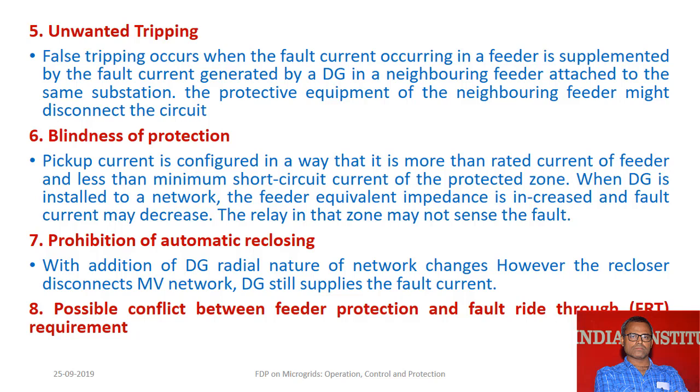Then blindness of protection. Here the pickup current is configured in a way that it is more than the rated current of the feeder and less than the minimum short circuit current. So when DG is installed in a network, the feeder equivalent impedance is increased. That creates the blindness to the relay, so it cannot see the exact fault current.